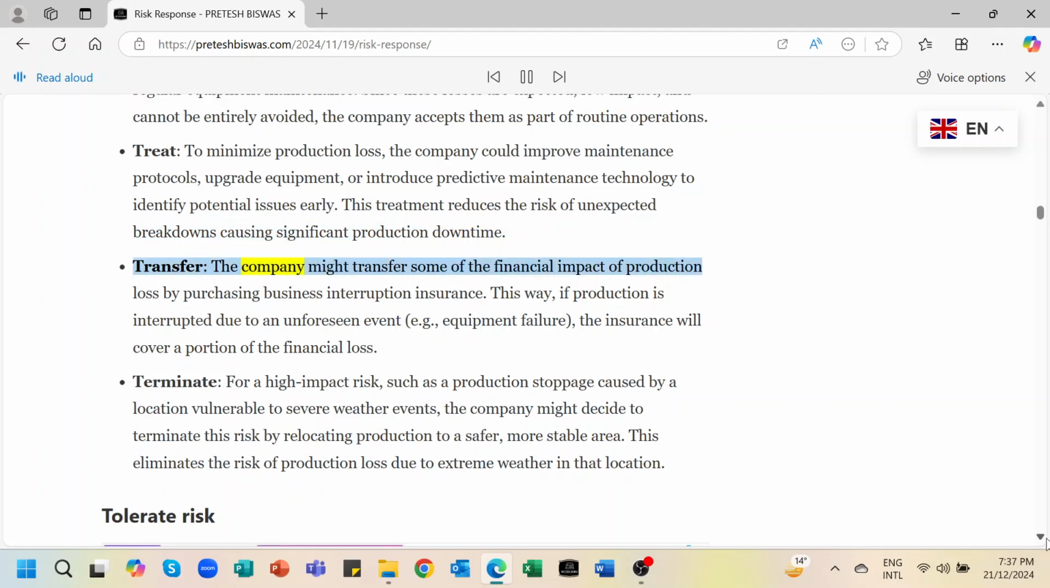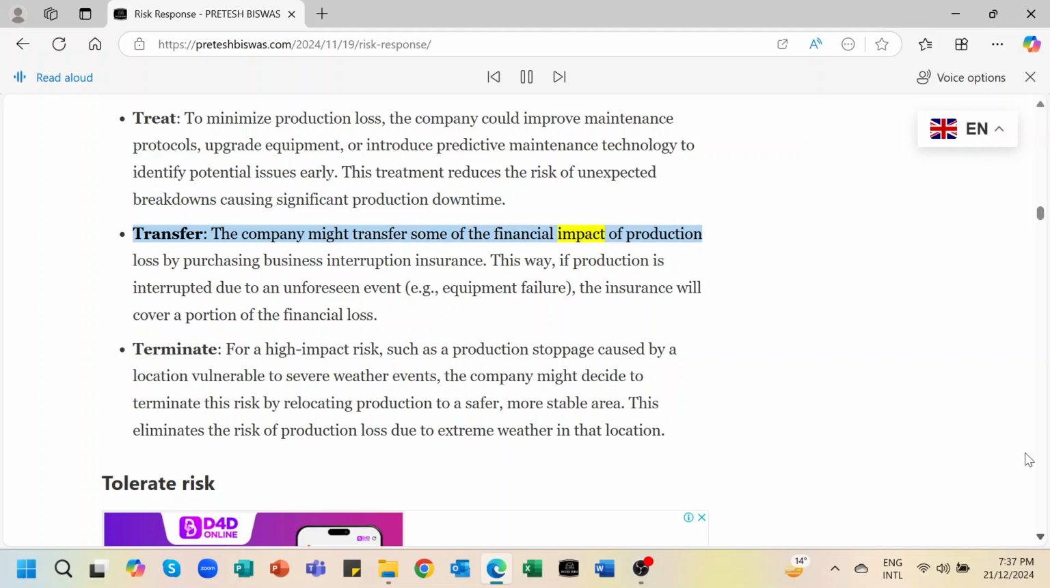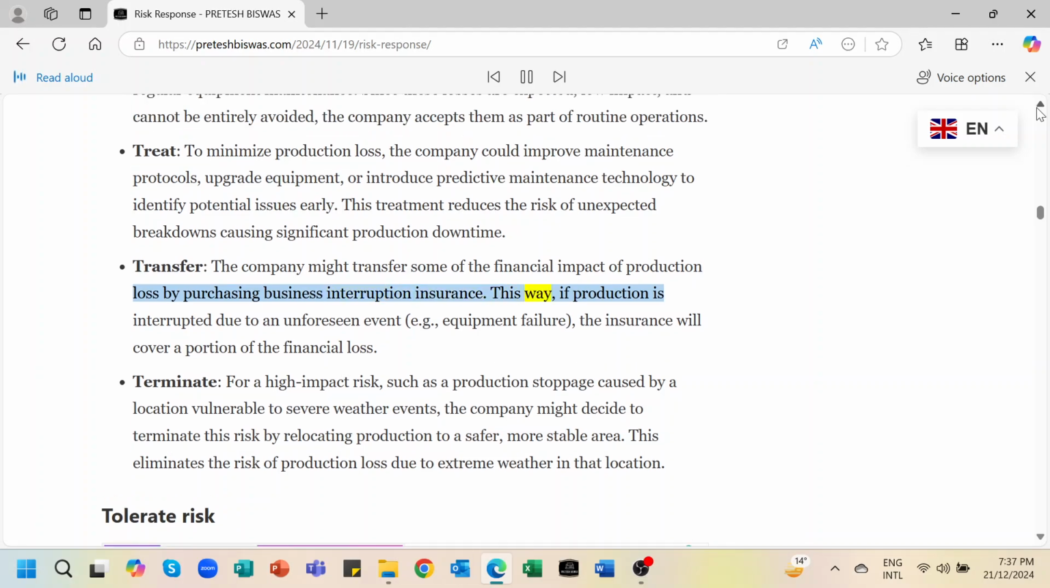Transfer. The company might transfer some of the financial impact of production loss by purchasing business interruption insurance. This way, if production is interrupted due to an unforeseen event, e.g., equipment failure, the insurance will cover a portion of the financial loss.